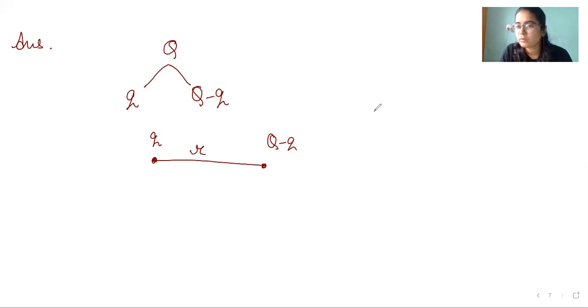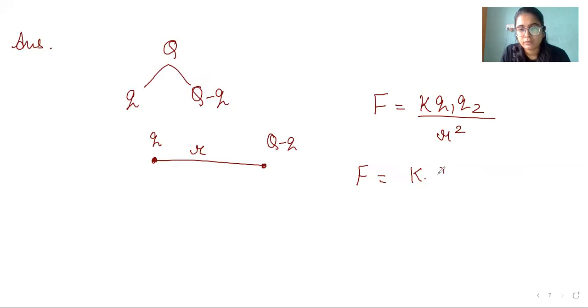So now from Coulomb's law we can write the force. Let's suppose the situation is in vacuum. If it is not mentioned in the question, then you can assume that charges are in vacuum. So the value of force between them will be F is equal to K Q1 Q2 divided by R square. This is the general formula. So the value of force you can write as K Q1, the value of Q1 is q, the value of Q2 is Q minus q, divided by R square.